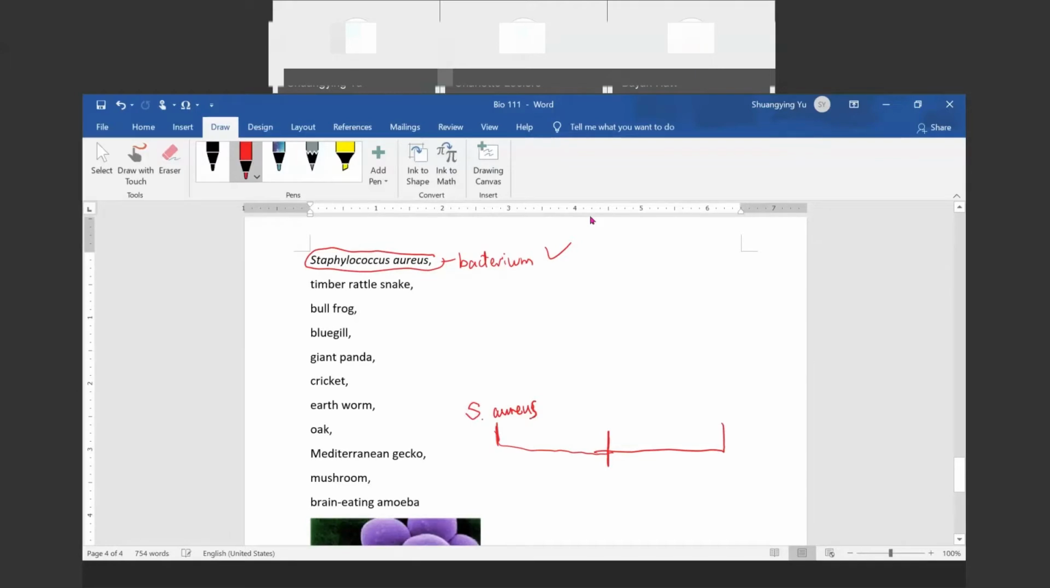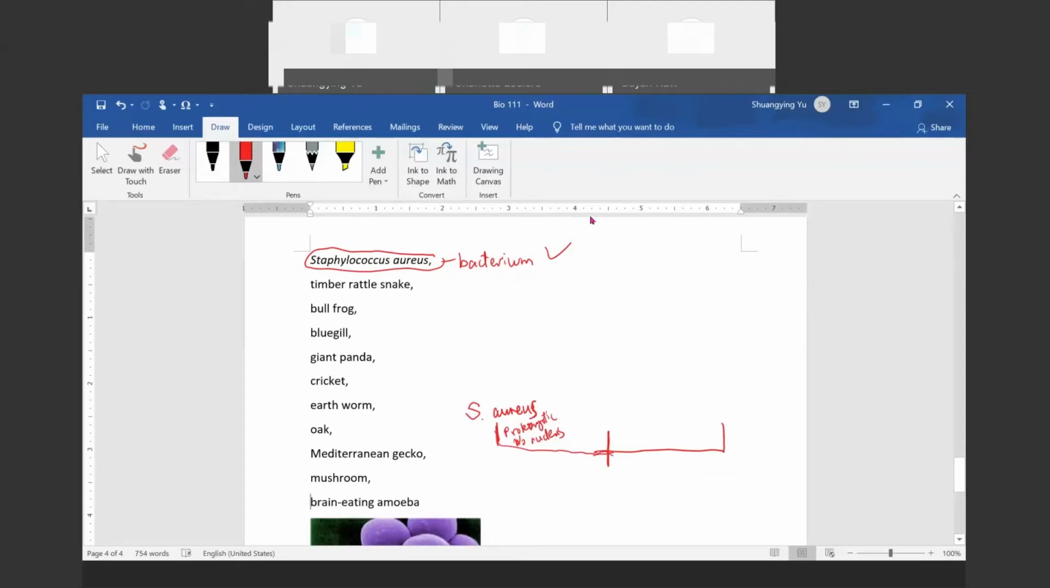And you can put some kind of characteristics here if you want. So you can say, prokaryotic. No nucleus, right? So you can put some characteristics for this domain here. And this is kind of how you separate them.